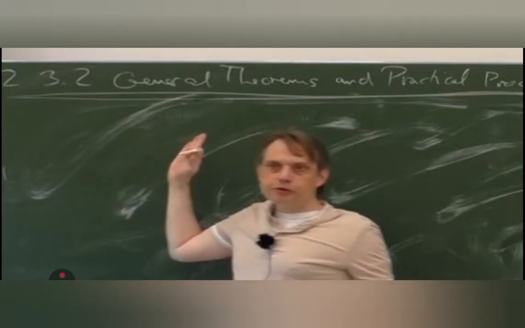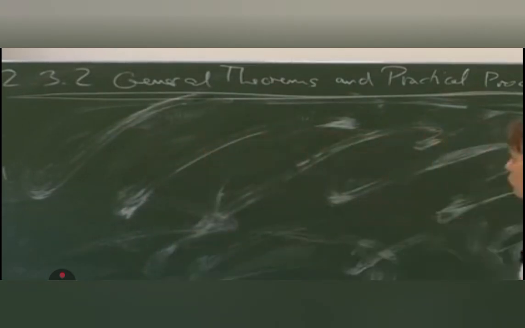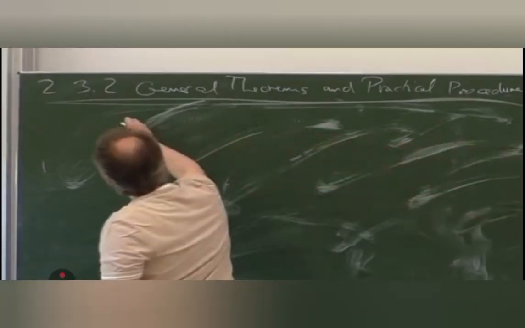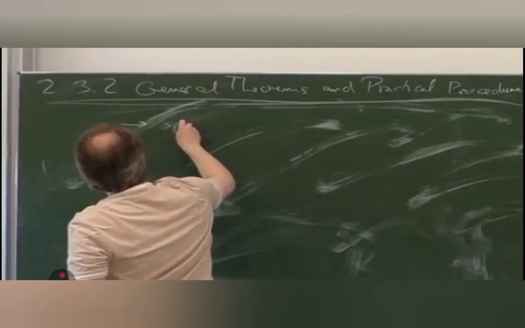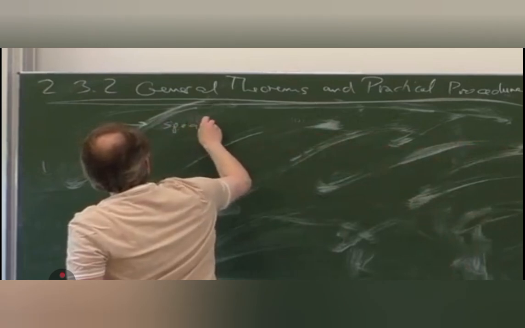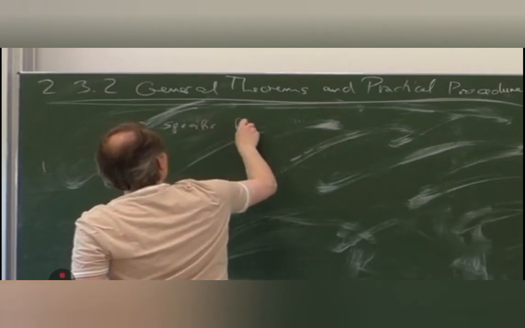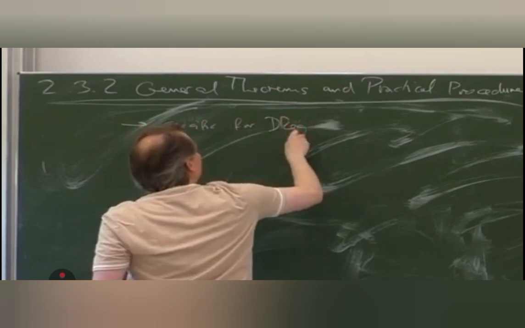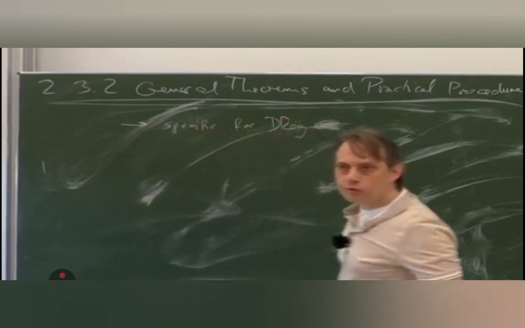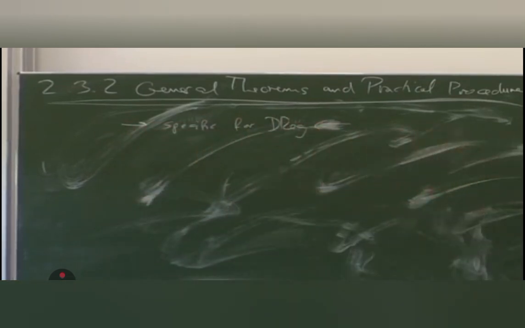General theorems and practical procedure: how do you renormalize in general at the multi-loop level? What we say is specific for dimensional regularization, which is of course in practice the most important scheme. And we use perturbation theory, of course.